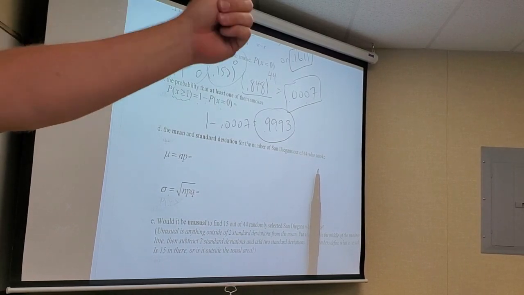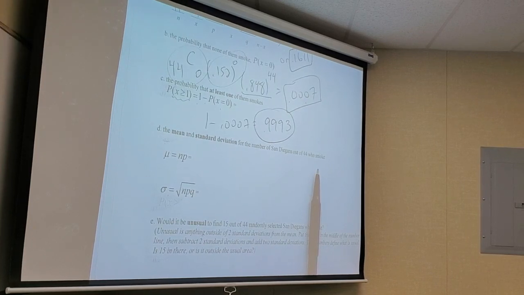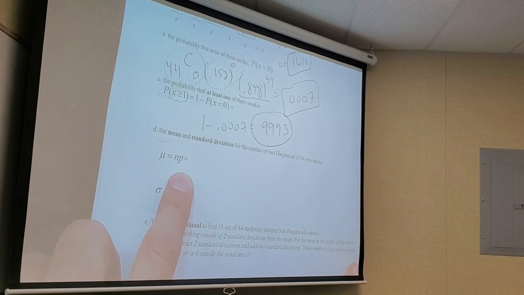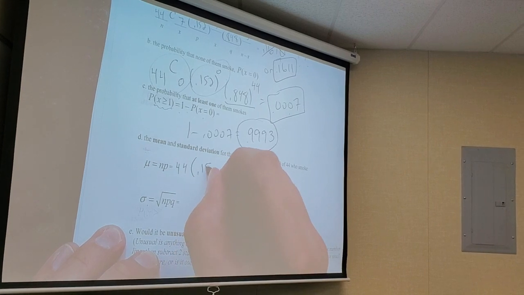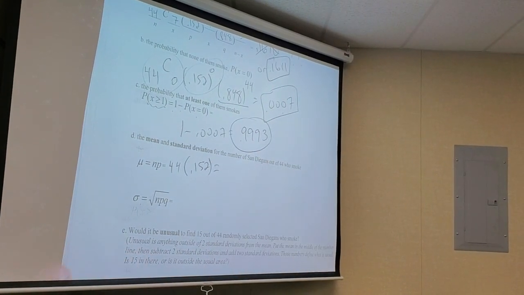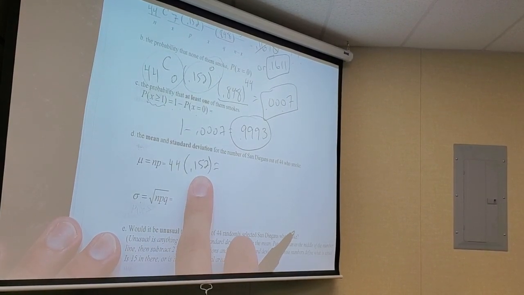Let me make sure this makes sense. If a person makes 30% of their shots and they take 20 shots, we would expect them to make 30% of those 20 shots. 0.3 times 20. 0.3 is P, 20 is N. So what's the formula for the mean? The expected value, N times P. So if we have 44 people and 15.2% of people smoke, how many people do we expect to smoke out of 44? Well, what's 44 times 0.152? 6.688.